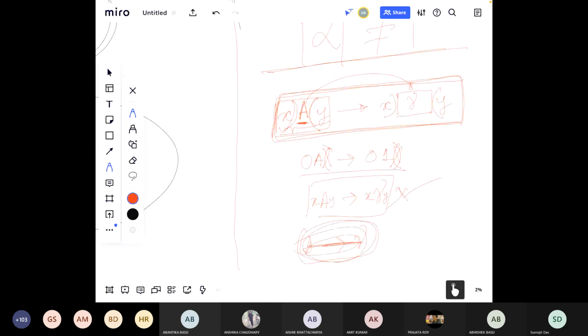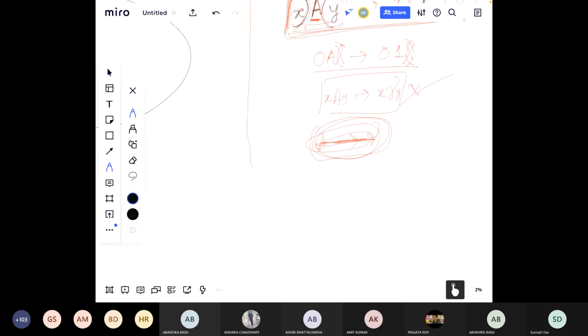Because if A goes to gamma was the rule, this was a context-free rule. A was free to be applied. But in this case, A is not free to be applied. A can be reduced to gamma only when the left context of A is x and the right context of A is y. Similarly, in our example, we had 0A going to 01. This A is essentially getting reduced to 1, but only when it has a 0 on the left.